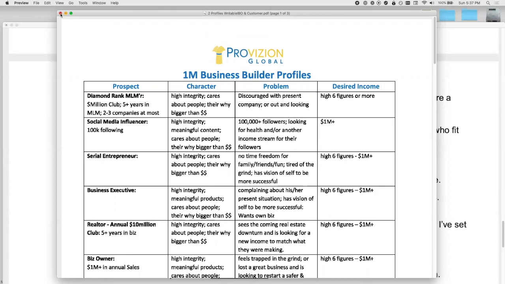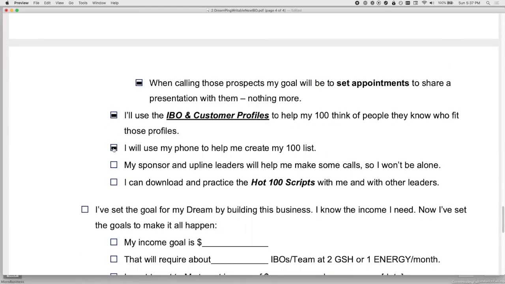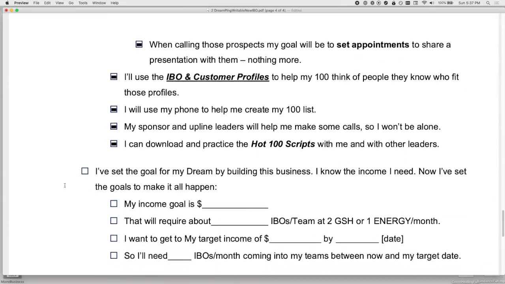Okay, so you want to make sure you study through those before we start calling any of your Hot 100 list. And you're going to use your phone to create your Hot 100 list. Your sponsor and your upline leaders will help you with those calls to your Hot 100 list and to your prospects that they give you. And you can download and practice the Hot 100 scripts with your upline leaders. In fact, I suggest that you do that.